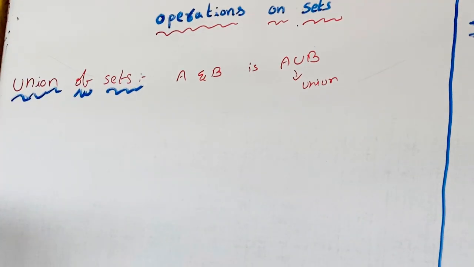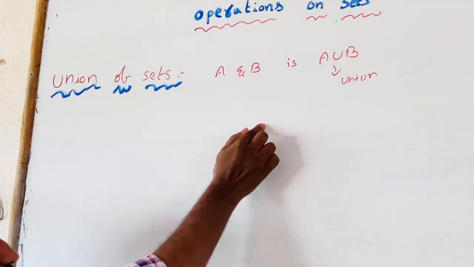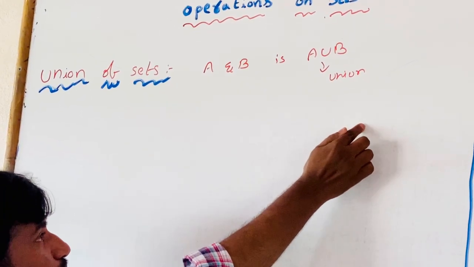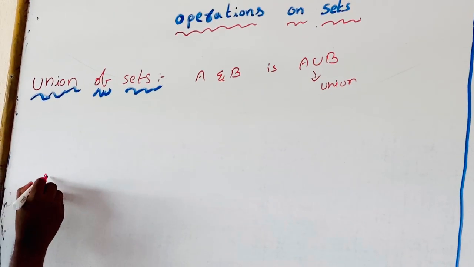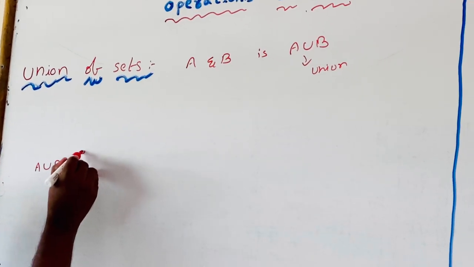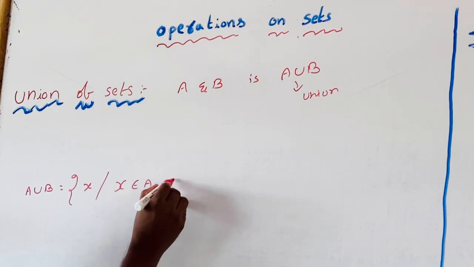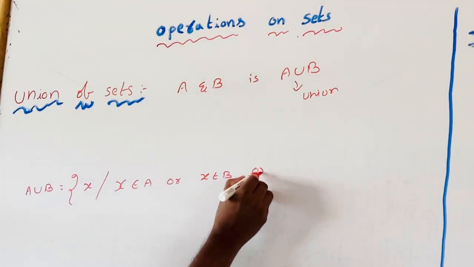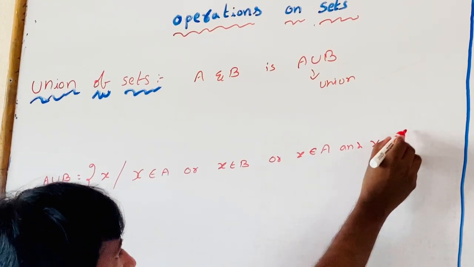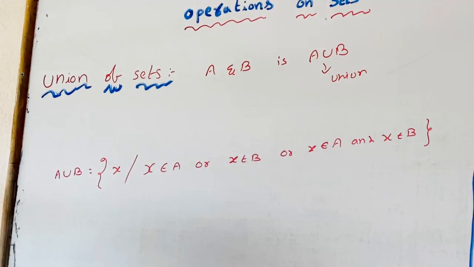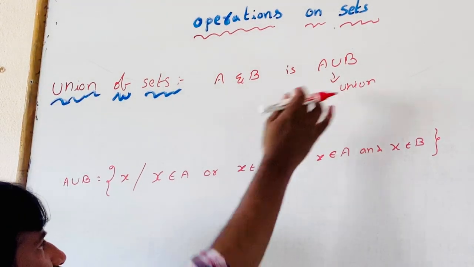All elements X such that X is either in A or in B or in both A and B. For example, the set builder form: A union B is equal to the set of X such that X belongs to A or X belongs to B or X belongs to both A and B. This set builder form of A union B is simply the combination of both sets' elements, generally called A union B.